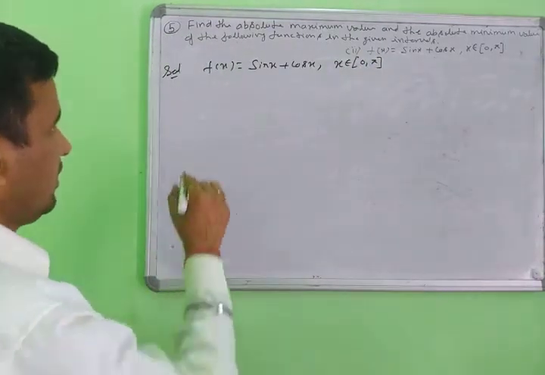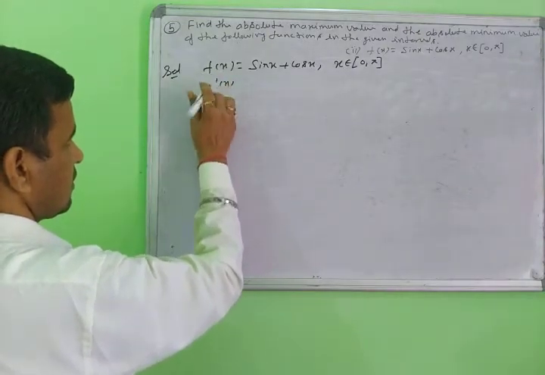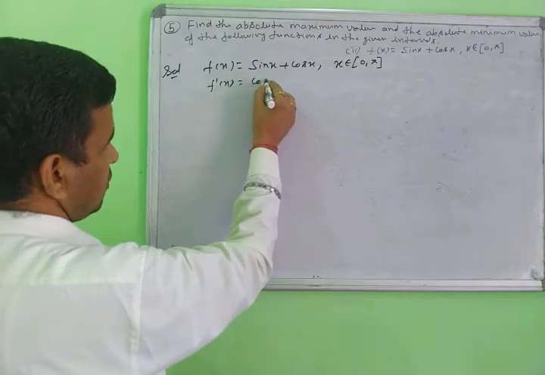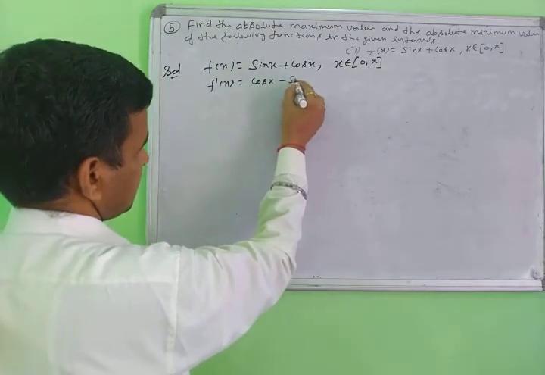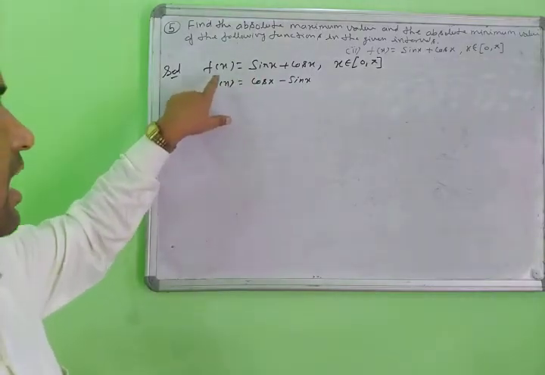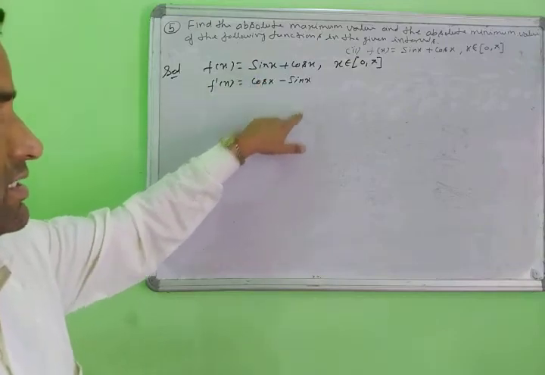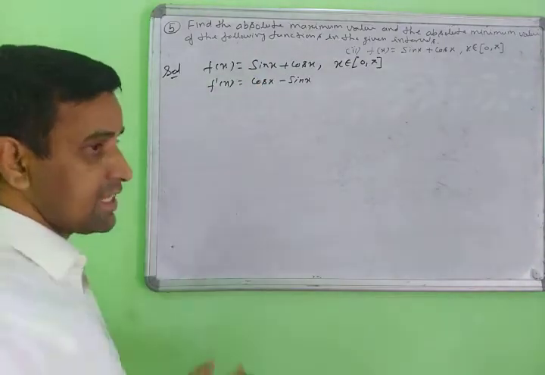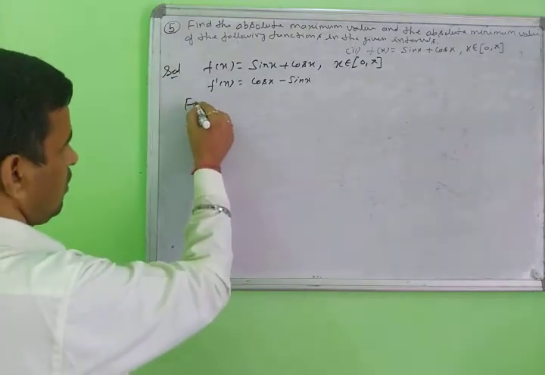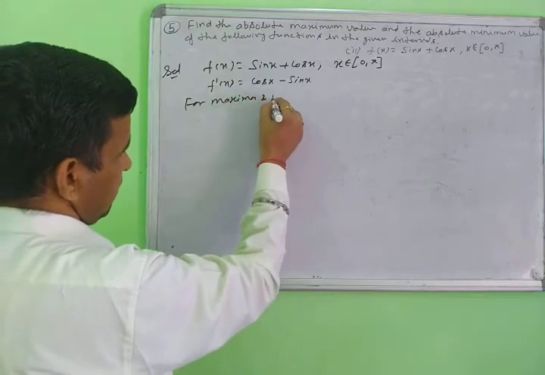Now look here, first differentiate this, f dash x equals cos x minus sin x. This is a direct differentiation. The derivative of sin x is cos x, and the derivative of cos x is minus sin x. After that, we will find the maxima and minima.